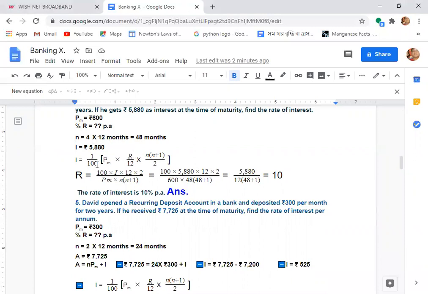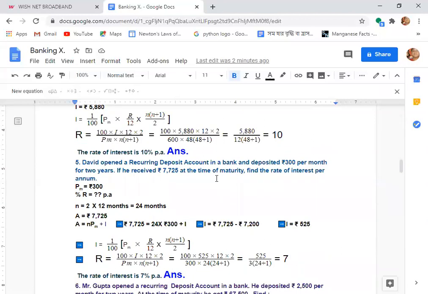So just cross multiply it. R will become 100 into I. The 12 and 2 that are in the denominator will be moved to the numerator side, and the per month installment will come to the denominator, and N into (N plus 1) will also be in the denominator. If you put in the values and cancel, you get R is equal to 10. That means the rate of interest is 10% per annum.